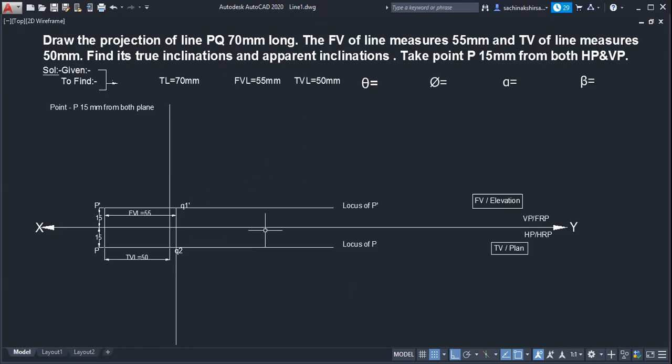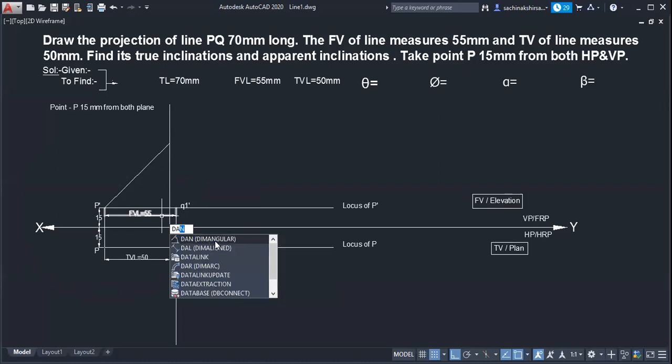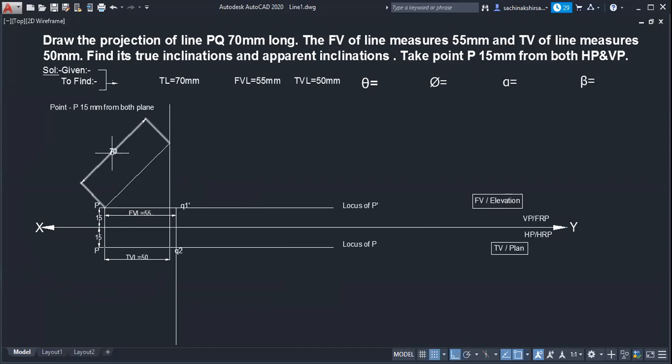How much is that true length? 70. So if I take a distance of 70 in compass and mark it, it will cut somewhere. That will be my true length. Here it will be a true length. And from that, which point will be there here? Q1 upper Q1 असेल का? This is true length. I will mark here true length.